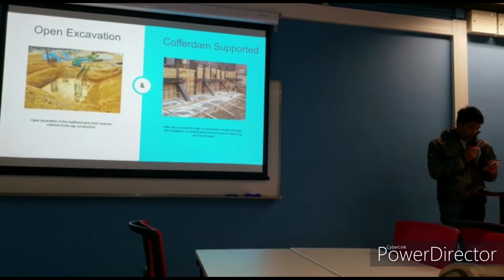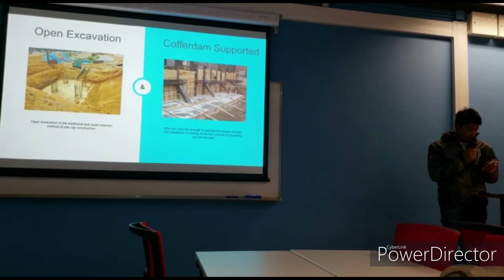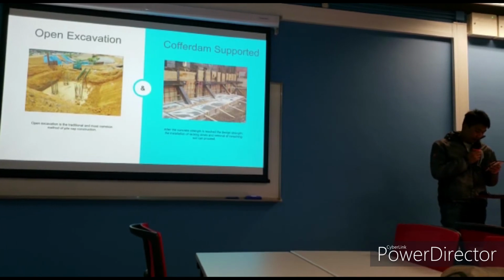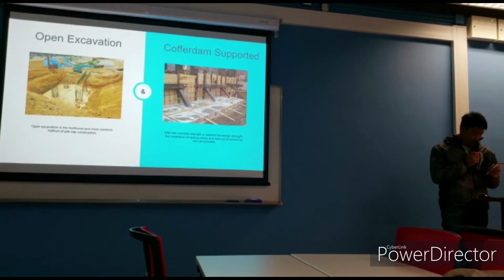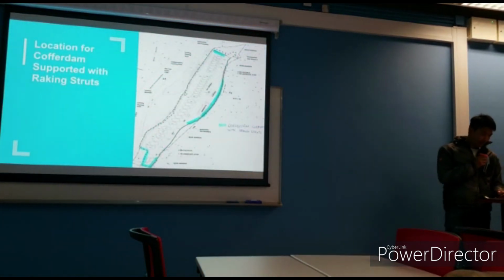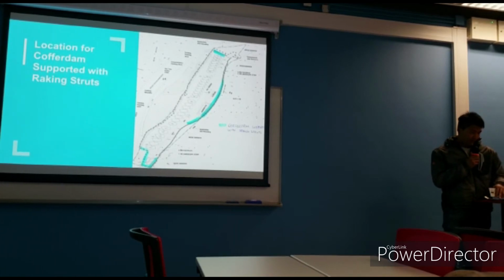Once the sheet piles are driven into the ground, the excavation of the pile caps located in the center can proceed to the desired level, remaining enough soil to support the sheet piles. Before the pile caps are cast, the casting bolts for the raking struts should be fixed into the pile cap reinforcement. After the concrete reaches the desired strength, the installation of raking struts and removal of remaining soil can proceed. And here is the location for the temporary support with the raking struts. You can see the blue area is where we are proposing to use the concrete.